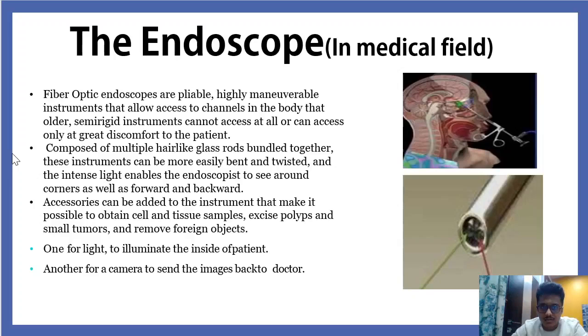Accessories can be added to the instrument that make it possible to obtain cell and tissue samples, excise polyps and small tumors, and remove foreign objects. Two of the parts of the fiber optics in the endoscopy are one for light to illuminate the inside of the patient, another for a camera to send the images back to the doctor.